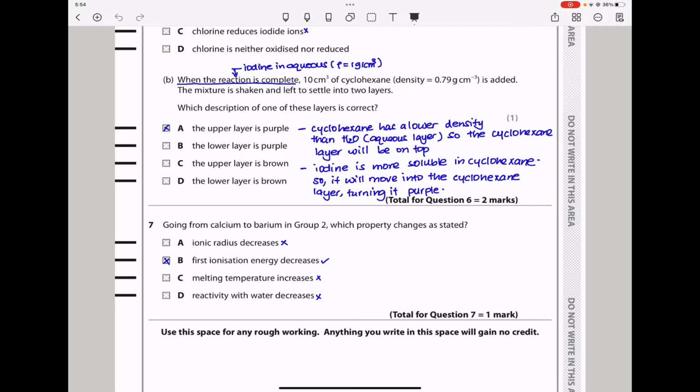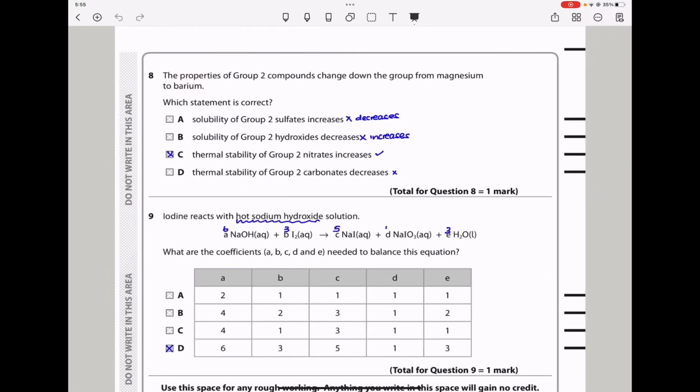When you go to C, they say the melting temperature increases. That is not true. And reactivity with water decreases. That is not true as well. Continuing to question 8. Question 8.